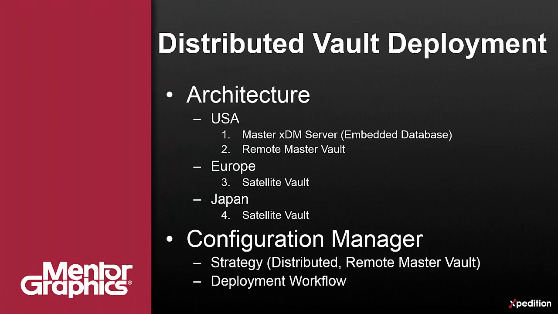For the architecture in this demo, I will use 4 servers: a master XDM server and a remote master vault will be deployed in USA, and 2 nodes as satellite vaults which will be deployed in Europe and in Japan. I will use the Configuration Manager utility to guide me through the steps to a successful distributed vault deployment.